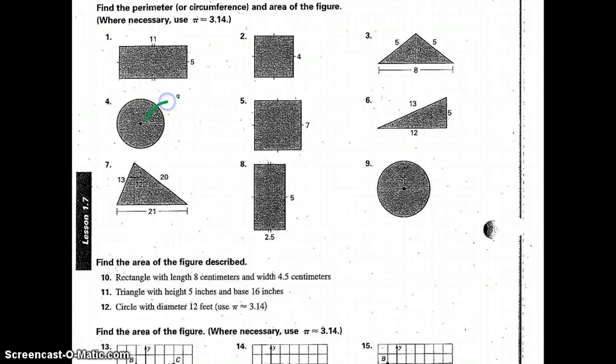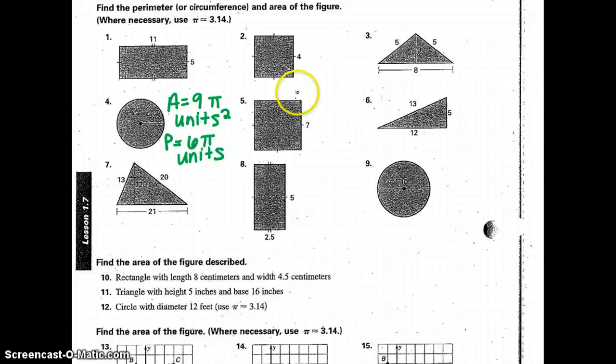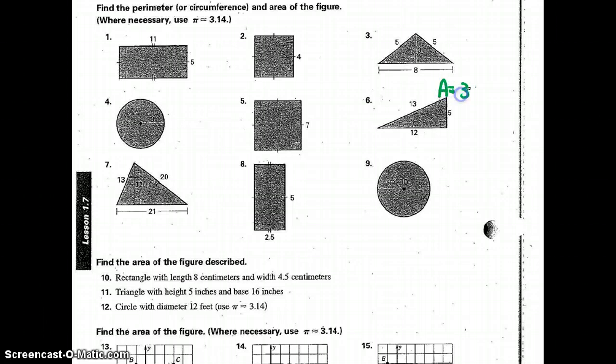Number 4, that radius of our circle right there is an 8. The area is 9 pi units squared, and the perimeter is 6 pi units. Number 5, your area is 49 units squared, and your perimeter is 28 units. Number 6, your area is 30 units squared, and your perimeter is 30 units.